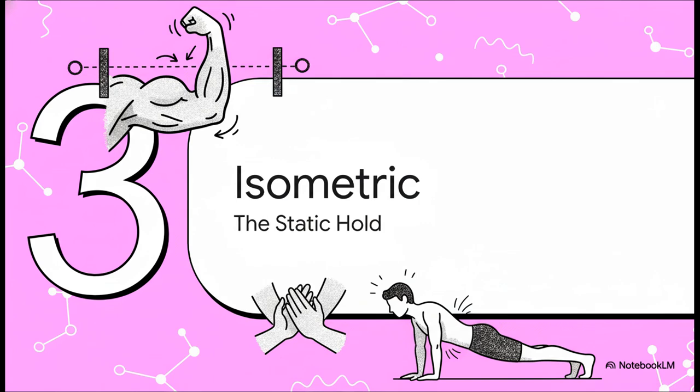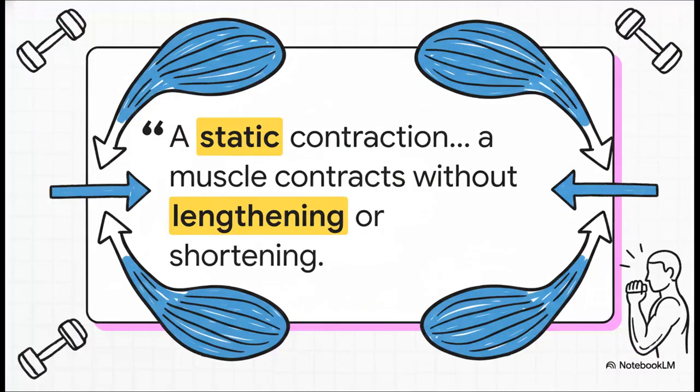Okay, so we've covered muscles changing length. But what happens when a muscle contracts, but doesn't move at all? Well, that brings us to our next category, isometric contractions. Yeah, this quote really nails it. Contraction without any movement at the joint. The force you're putting out is perfectly matched by whatever you're pushing or holding against. So, nothing moves. You've got tension, a whole lot of it, but zero change in muscle length.